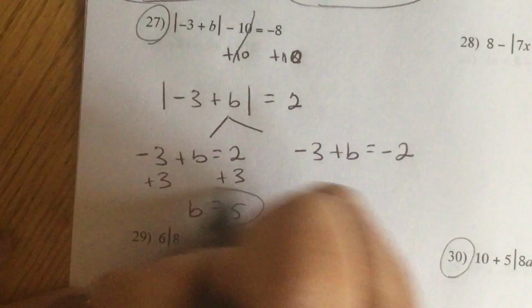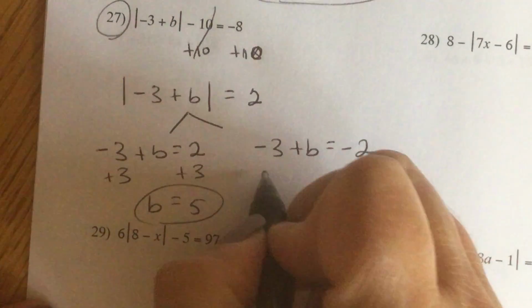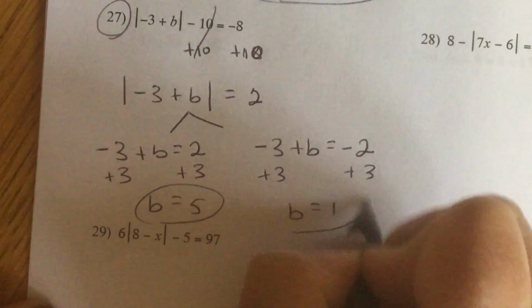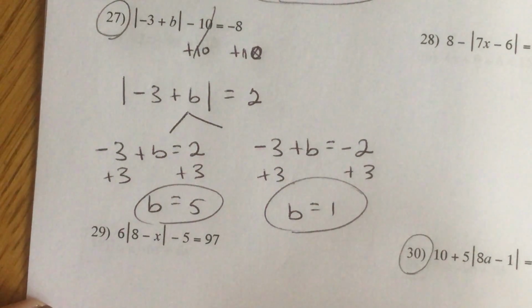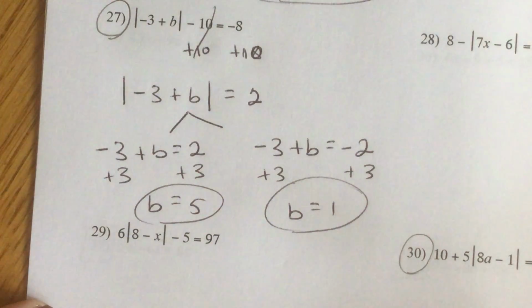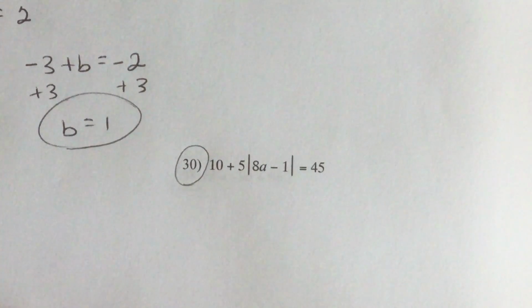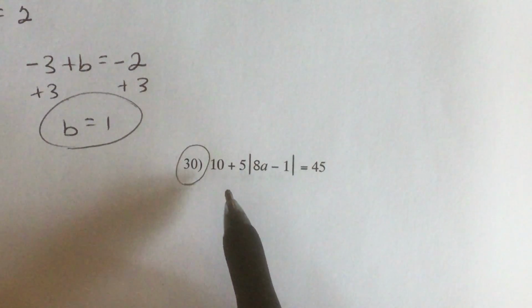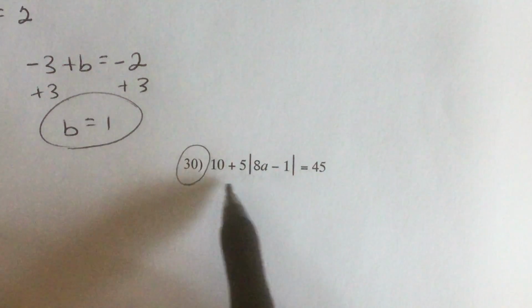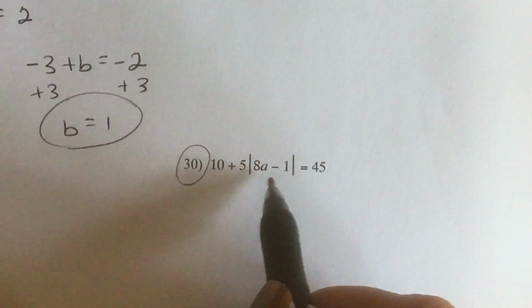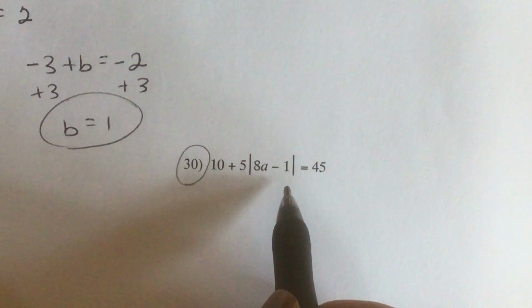So b is equal to 5. And then when you add 3 to both sides here, you get b is equal to positive 1. Okay, so I can have more things on the outside of the absolute value to make it a little bit more complicated. Do not fall into the trap here of adding the 10 and the 5 together and getting 15. This 5 is being multiplied by this absolute value and the 10 is not, so you cannot put them together.